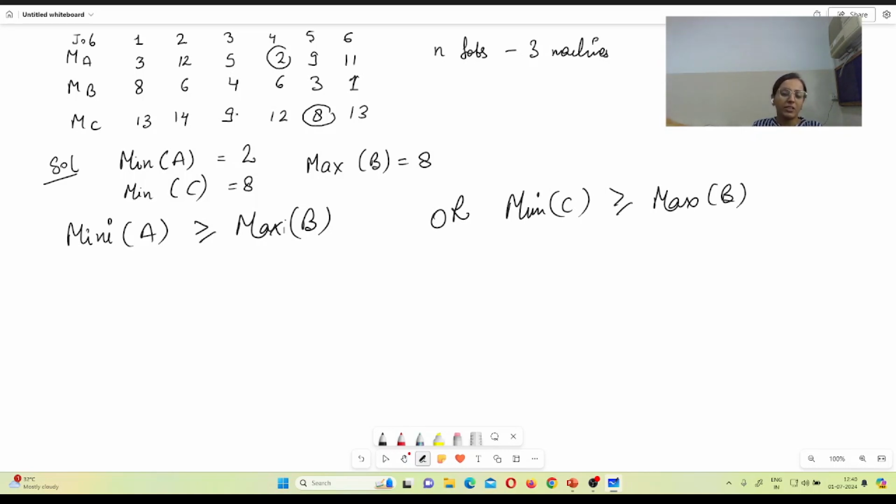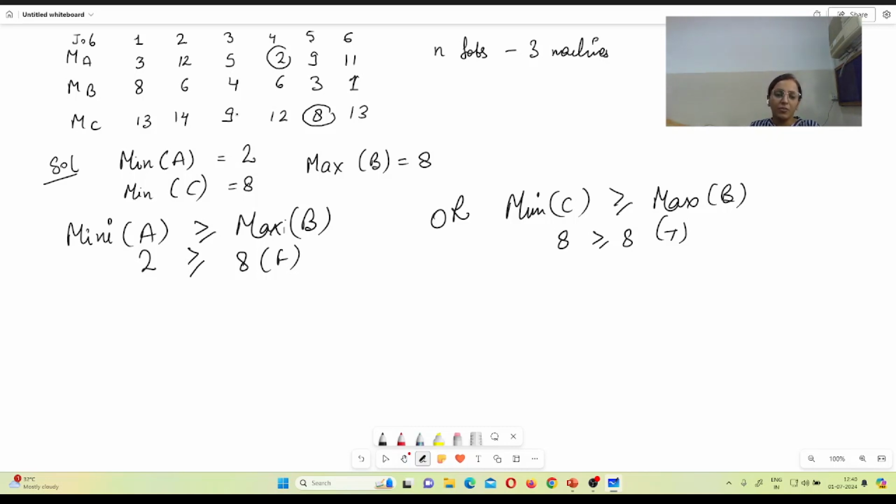So putting in the values as we have just discussed above, machine A has the minimum value of 2, which should be greater than or equal to the maximum value of B, that is 8. So is 2 greater than or equal to 8? The answer will be false. No, this condition is not true. But coming to the second condition, the minimum value of C, that is 8, is greater than or equal to the maximum value of B, that is 8. Thus, this condition is true. If any one of the conditions is satisfied, then we come to the next step.